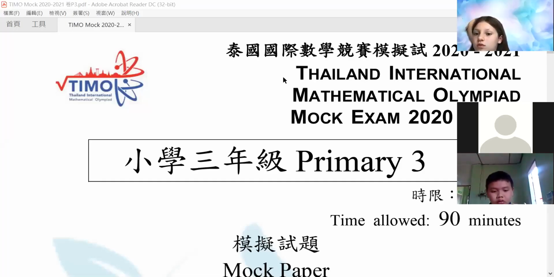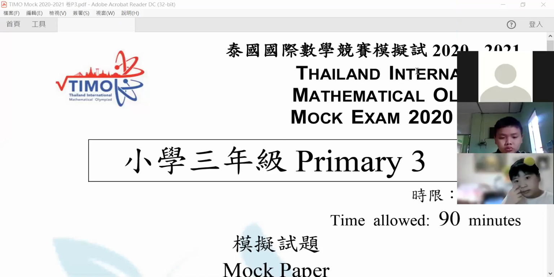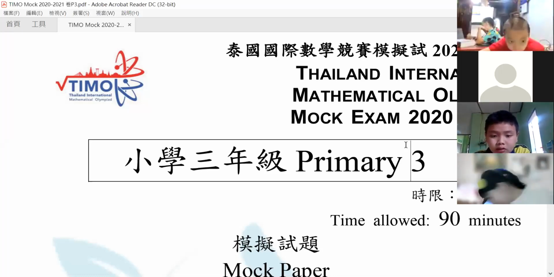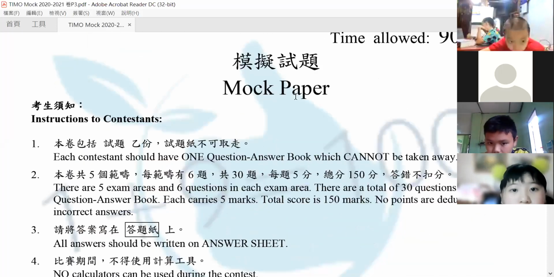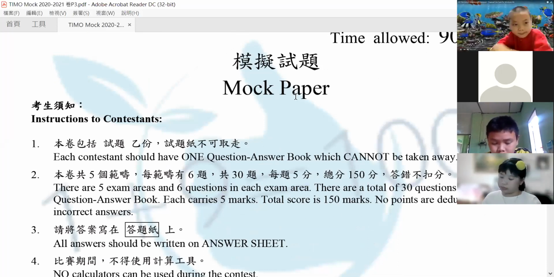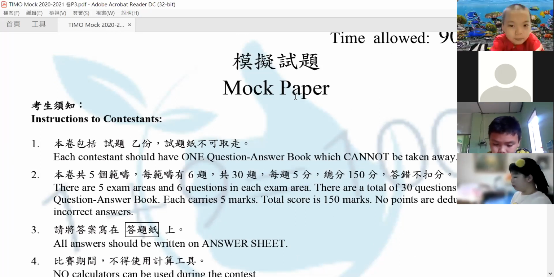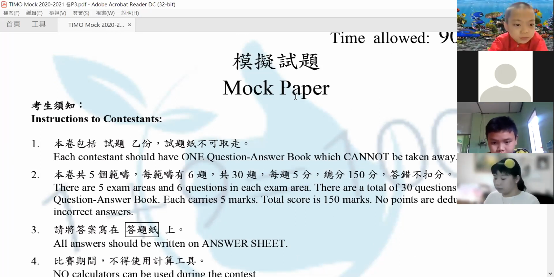Now we started. Okay, so welcome everybody to the Thailand International Mathematical Olympic Mock Examination 2020 to 2021. This paper is for primary three and it consists of five different topics. We will talk about each topic in the same order as the mock paper. There are six questions in each topic, and after we talk about the whole topic, we will give you some time to ask me questions.